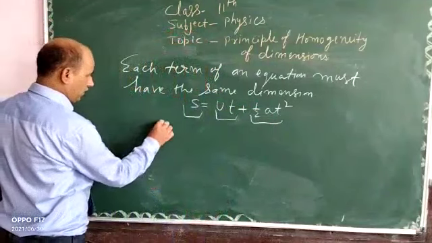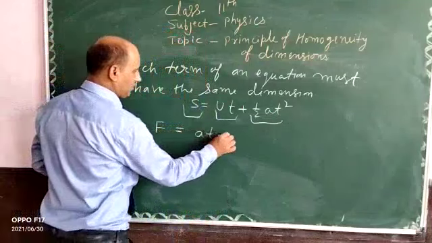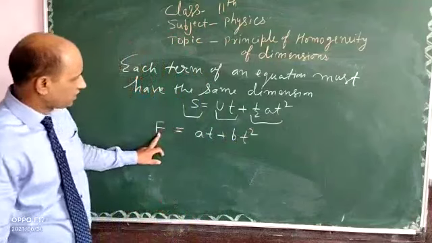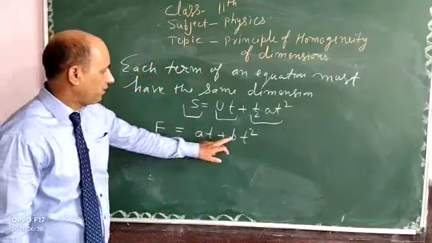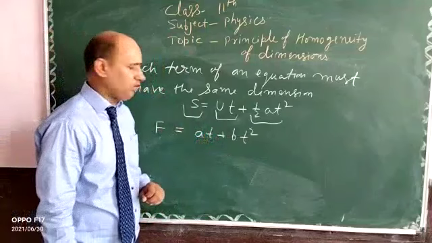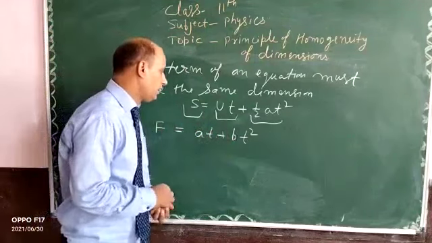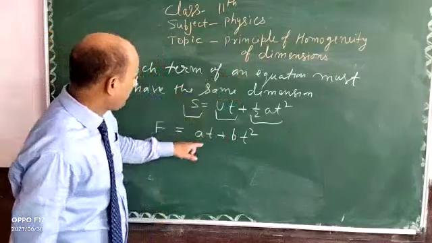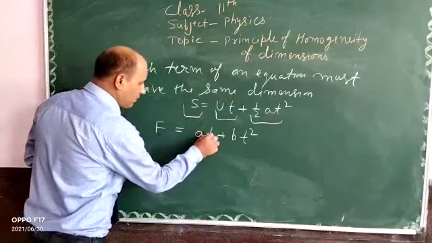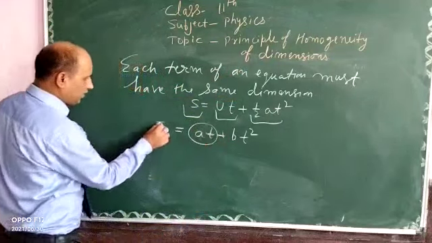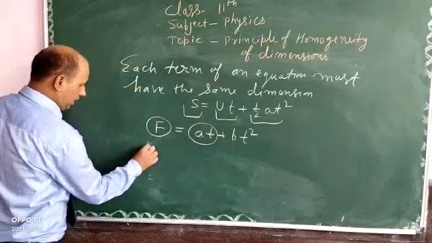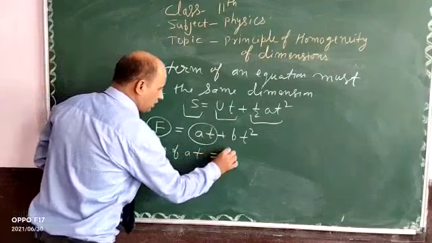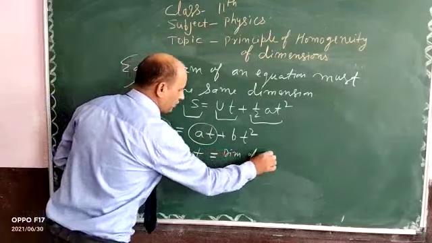Suppose we have a problem, F equal to at plus bt square. In this problem, F is the force, t is the time, and a and b are constants. We have to find out the dimensions of these constants a and b. After using this principle, each term must have the same dimension. So the dimension of at must be equal to the dimension of force F.